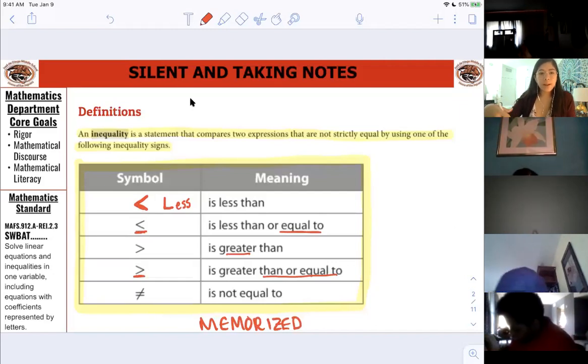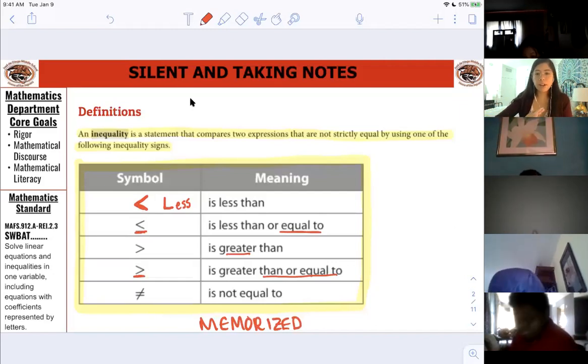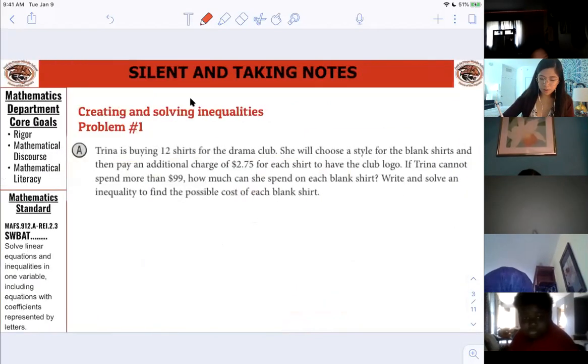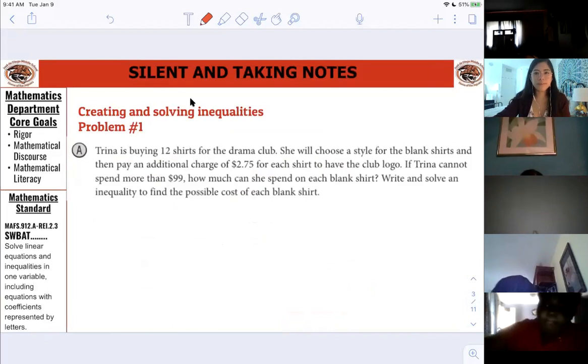So like I was saying before, inequalities are going to be the same exact thing as equations. It's just that now we have to think about the symbol and which one we're going to use. So I had 2 word problems. We're just going to do one for now. We're going to do this one. So can I have a volunteer read for us problem number 1?